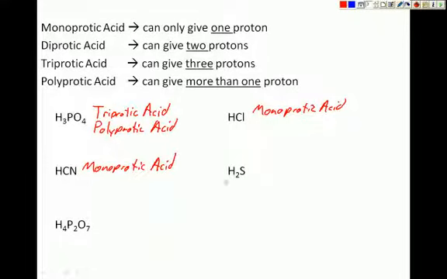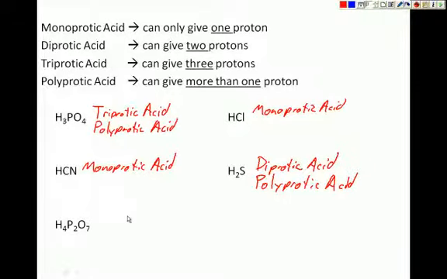Now, can you do these last 2 right here? Hopefully you came up with something like this. It has 2 hydrogens or 2 protons that it can donate, and therefore it is diprotic. But again, since it's more than 1, we can also call it polyprotic. And here, this can donate up to 4 protons, and so this is a polyprotic acid.